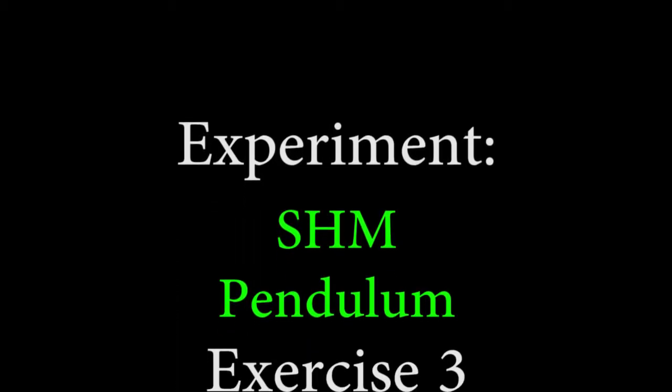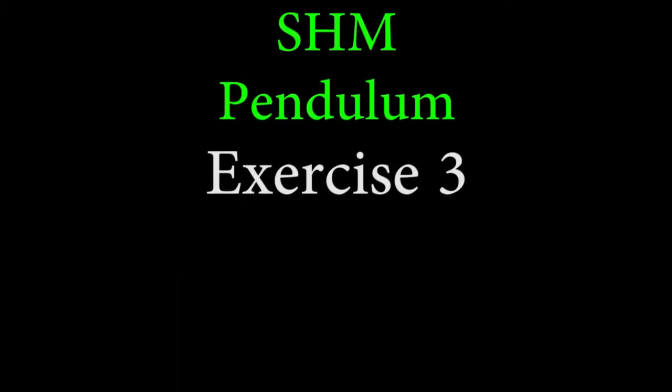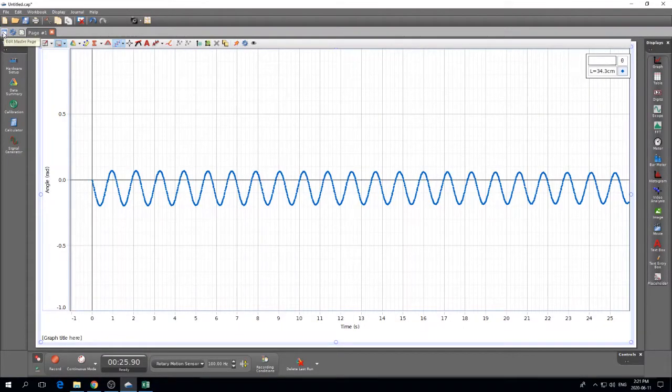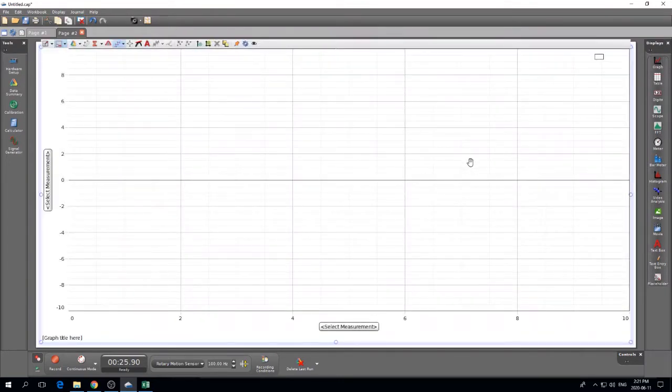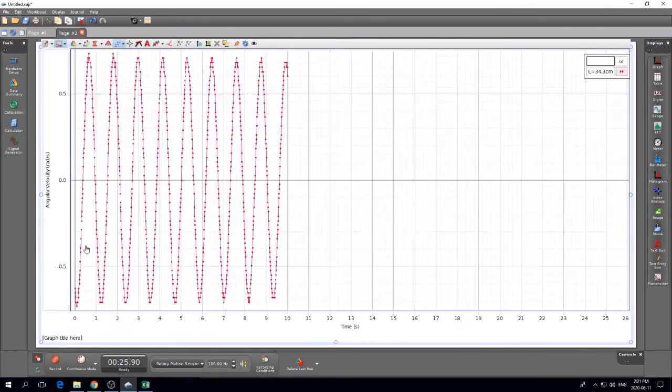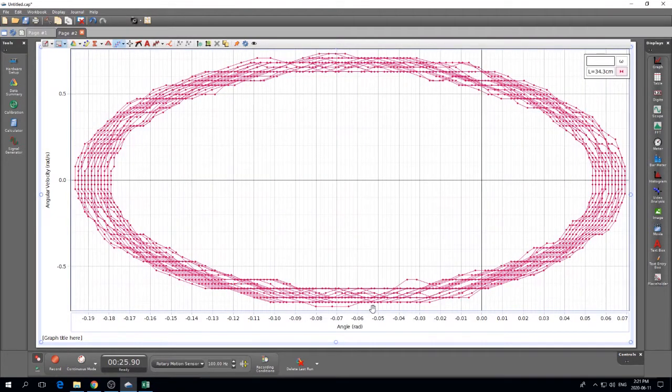In exercise 3, we'll be plotting angular velocity versus angular position and using the shape of the curve to deduce the phase relationship. Create a new Capstone page and make a graph display. Set the y-axis to angular velocity and the x-axis to angle, and either pick your favorite run or record a new one. This will show a Lissajous figure to compare to the manual.